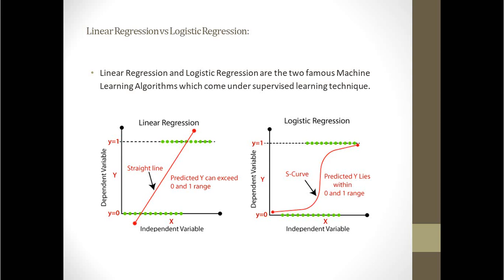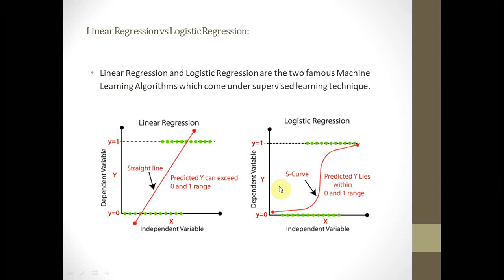The description of both algorithms is given in this table. Linear regression is used to predict a continuous dependent variable using a given set of independent variables, but logistic regression is used to predict a categorical dependent variable using a given set of independent variables. Linear regression is used for solving regression problems, but logistic regression is used for solving classification problems.